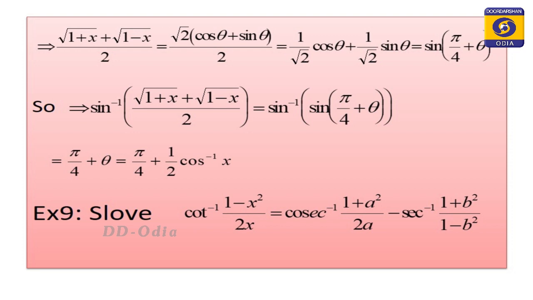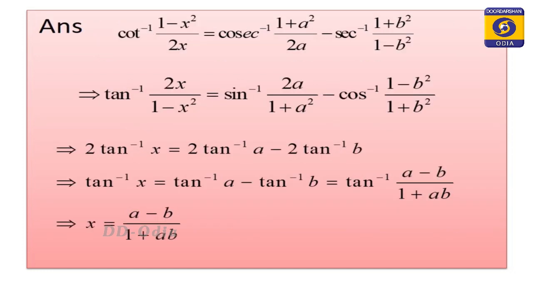Next, to solve cot inverse of (1 minus x square) by 2x, which is equal to cosec inverse of (1 plus a square) by 2a minus sec inverse of (1 plus b square) by (1 minus b square). So cot inverse is your tan inverse of 2x by 1 minus x square, and cosec inverse is your sin inverse of 2a by 1 plus a square, minus cos inverse of (1 minus b square). So 2 tan inverse x, use the formula, is equal to 2 tan inverse a minus 2 tan inverse b.